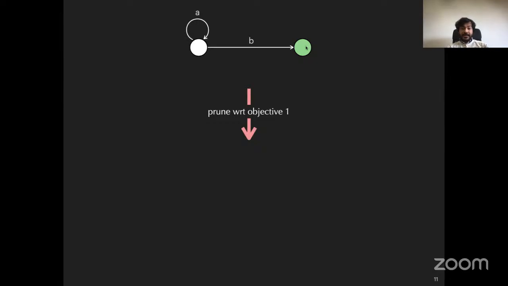Now, if we try to maximize the probability to reach this green state, we see that there is this strategy of taking first an A and then a B, which will still be an optimal strategy for reachability. So if you prune it, essentially nothing will be removed and you will have the same MDP as before. But here you also have the positional strategy of only playing A forever. That strategy does not maximize the probability to reach this state. So these are some spurious strategies that we don't really want to consider for the second objective.